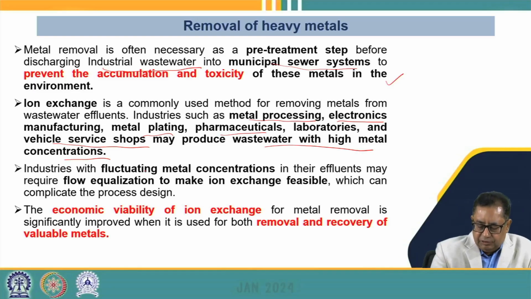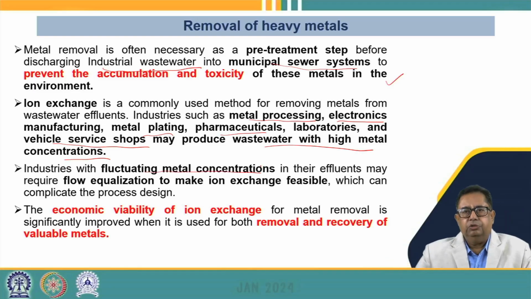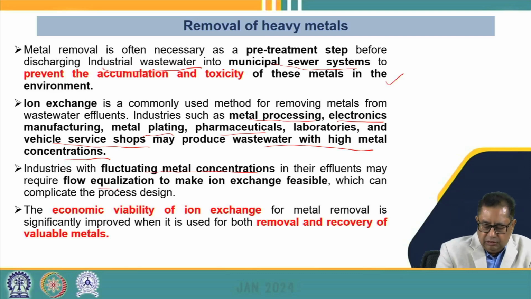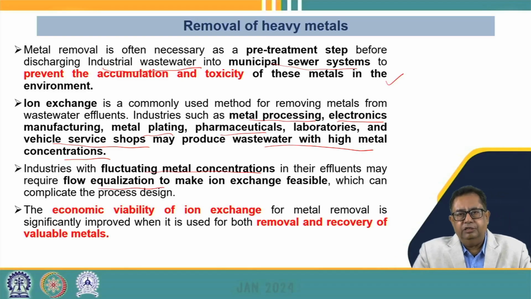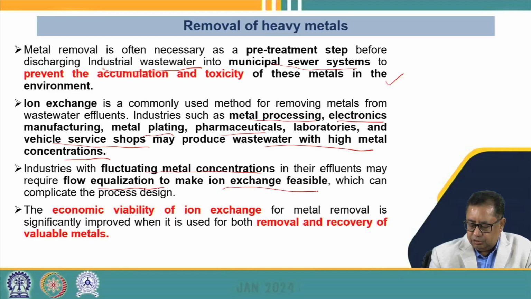So industries with fluctuating metal concentrations may require flow equalization so that ion exchange becomes feasible. In the sense that if we have a fluctuating industrial flow coming out and the different flows are put onto the ion exchange column, it is possible that it may not work, as we have designed it for a particular type of flow. So it is very necessary that flow equalization is done so that we can put a known amount of flow to the ion exchange column so that our ion exchange process becomes feasible.